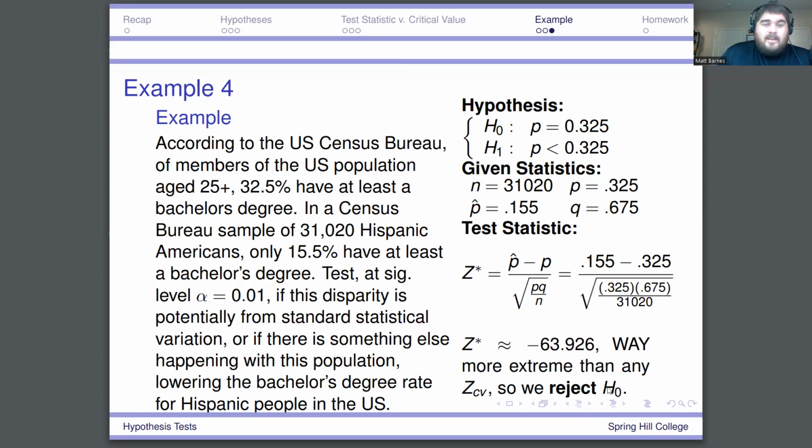So in this case, being way smaller than our benchmark, way smaller than negative 2.33, we would reject H naught. So we would say, actually, we don't think Hispanic Americans are getting bachelor's degrees at the same rate as other Americans. We think there's something else going on. Now, to be clear, we cannot say from this information what that thing is. We just know that something else is going on. So this is a good place to start an investigation and see if we can figure out what the cause is, but this will not tell us what a cause is.